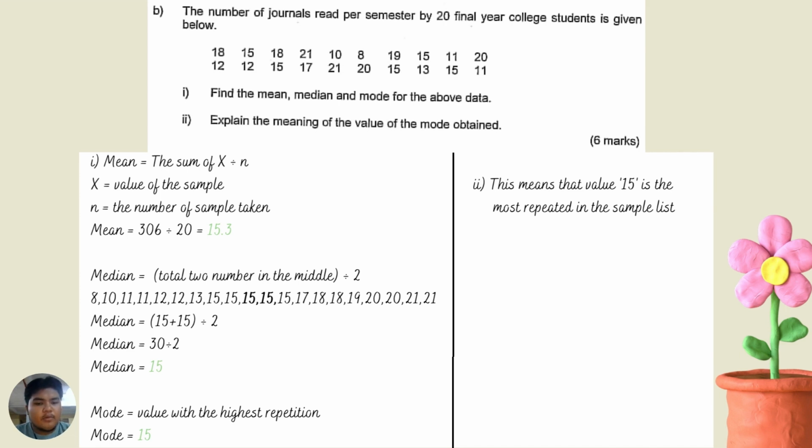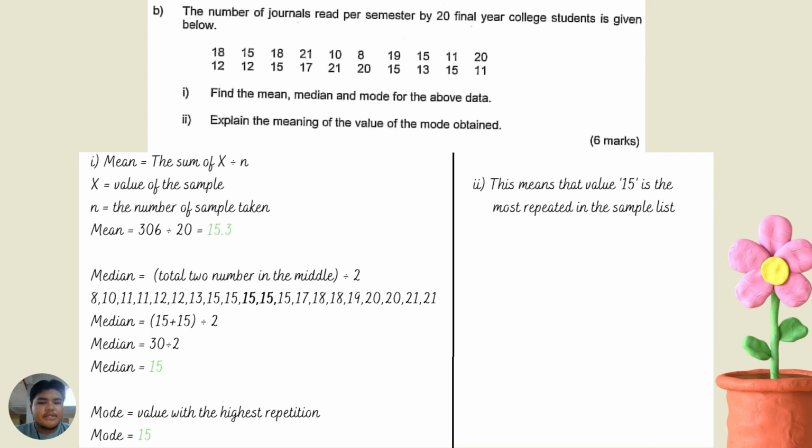So what about the mode? Mode is the value with the highest repetition. In this data, the value with the highest repetition is 15. 15 is repeated 5 times in the data. So the mode is 15.